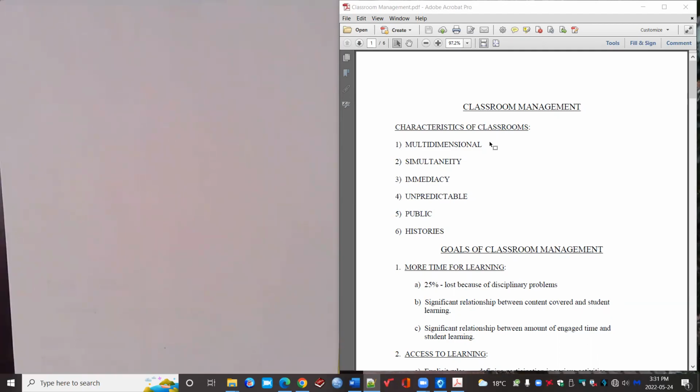All right, so it's multi-dimensional. It is with differing goals, performing various tasks within particular time pressures. See, it's called multi-dimensional. It goes on rapidly. Simultaneity. So many things happening at once.